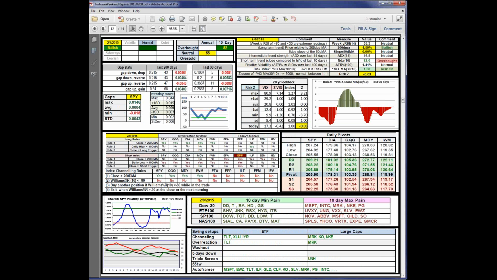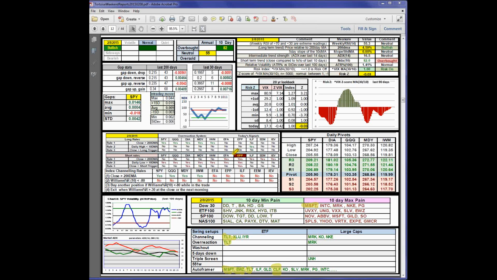Going to shift to the daily report now. Then we're going to take a look at 5 different symbols. We're going to look at TLT, which is a channeling and an overreaction and an auto framer. We're going to look at Microsoft, which was a 10-day max pain, and also number 1 on the auto framer. We're going to look at Brazil, EWZ, and then we're going to look at our old buddy CLF as typical samples of how to frame some trades.